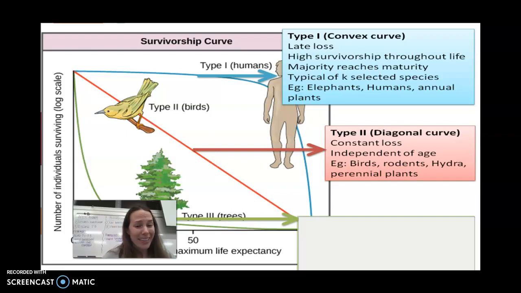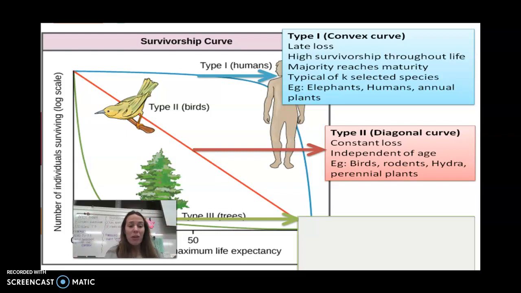So instead of being late loss, and I'll tell you type 3 is early loss, type 2 is constant loss. You have, as you can see, independent of age, no matter how old the organism is, it has the same chance of surviving early in age versus middle in age versus later in life, right? It doesn't matter how old they are.